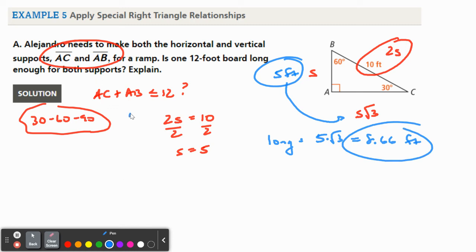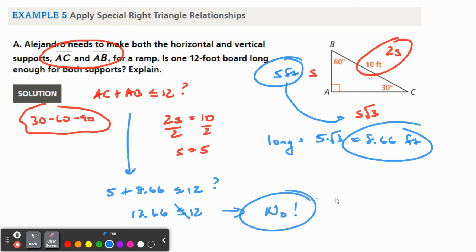So now we're going to apply our idea. If we add those together, are we going to be less than or equal to 12? Well, unfortunately not, because 5 and 8 is at least 13. This is 13.66, which is not less than or equal to 12. Therefore, he does not have enough. No.